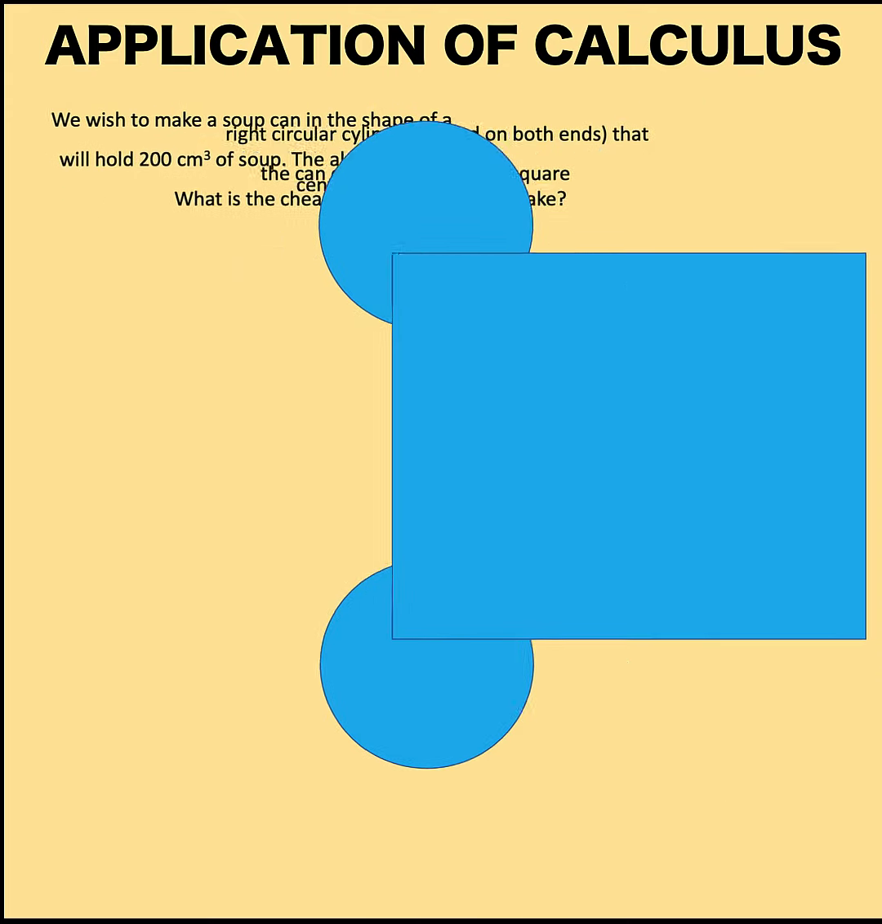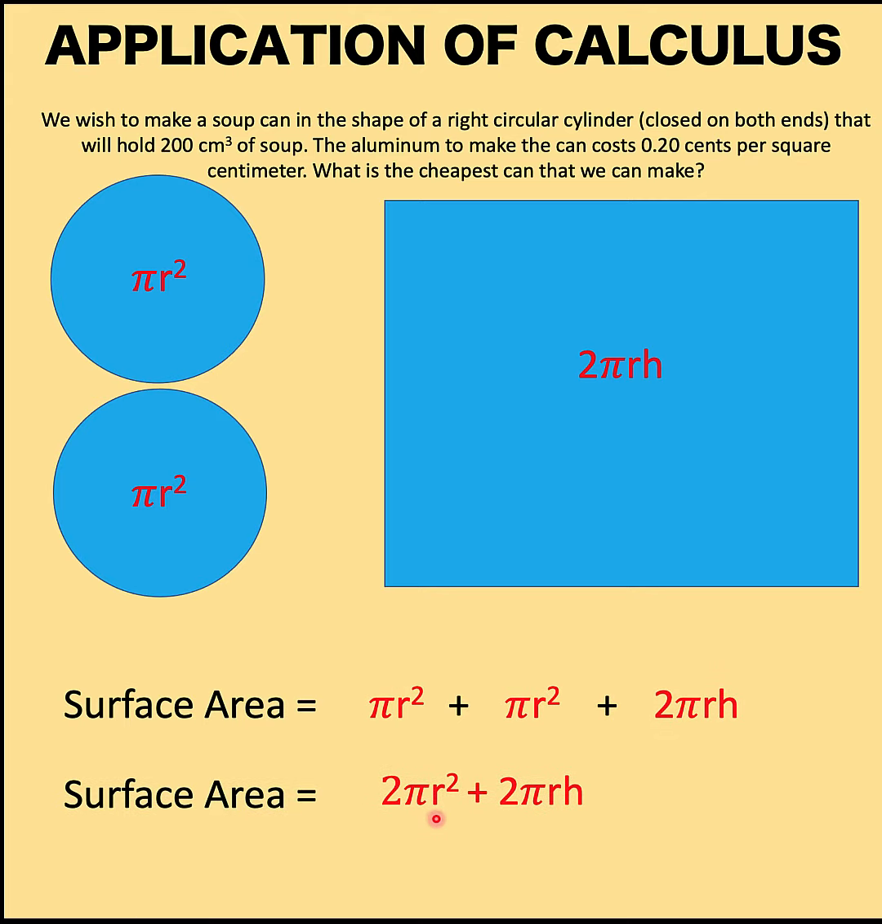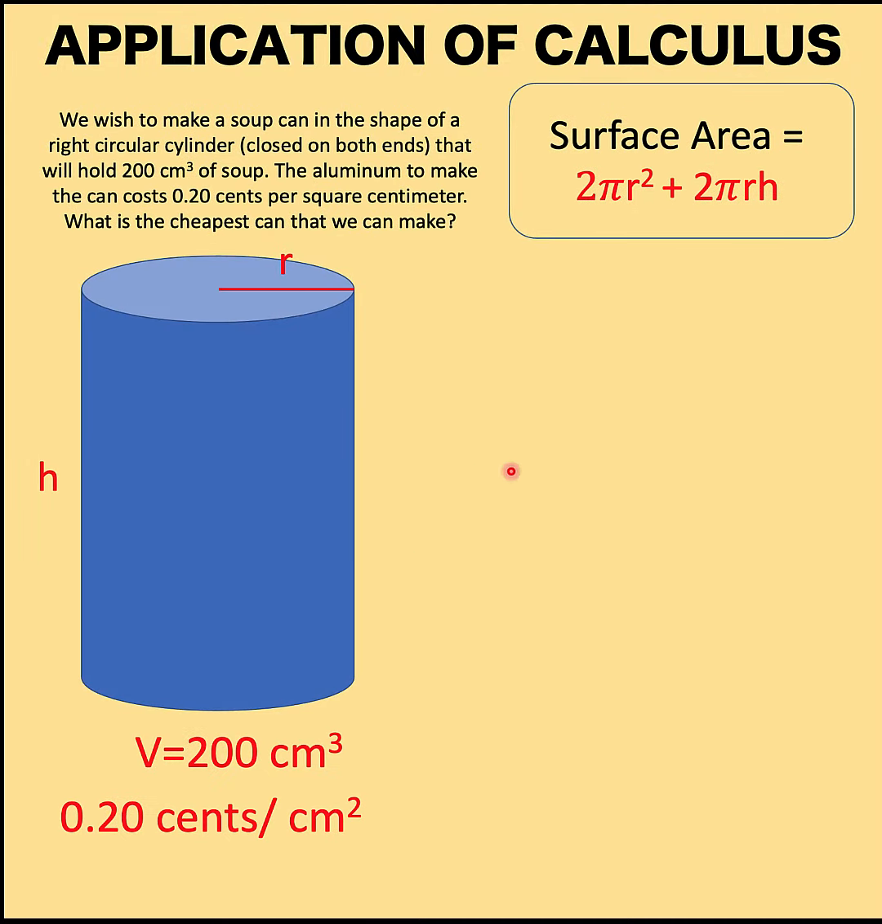So let's focus first on the total surface area, and that is equal to 2 pi r squared plus 2 pi r h. And let's remember this result. We're going to use this later on.